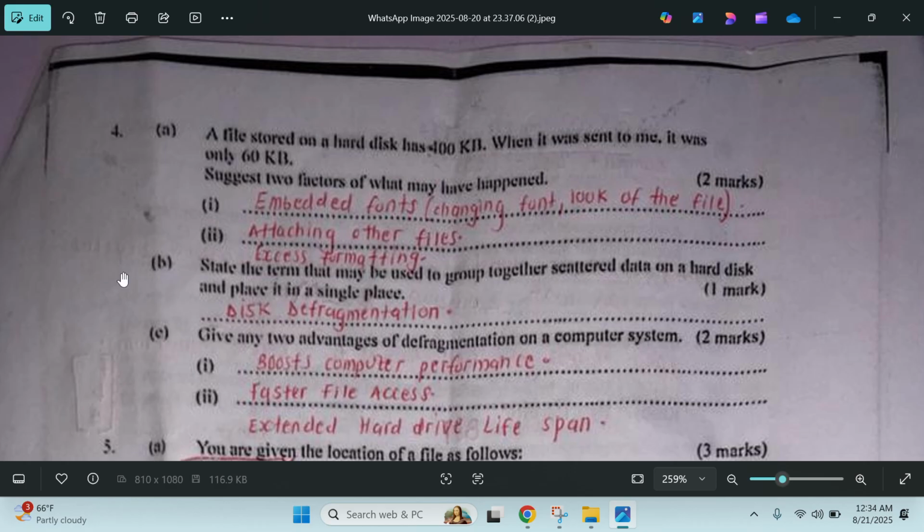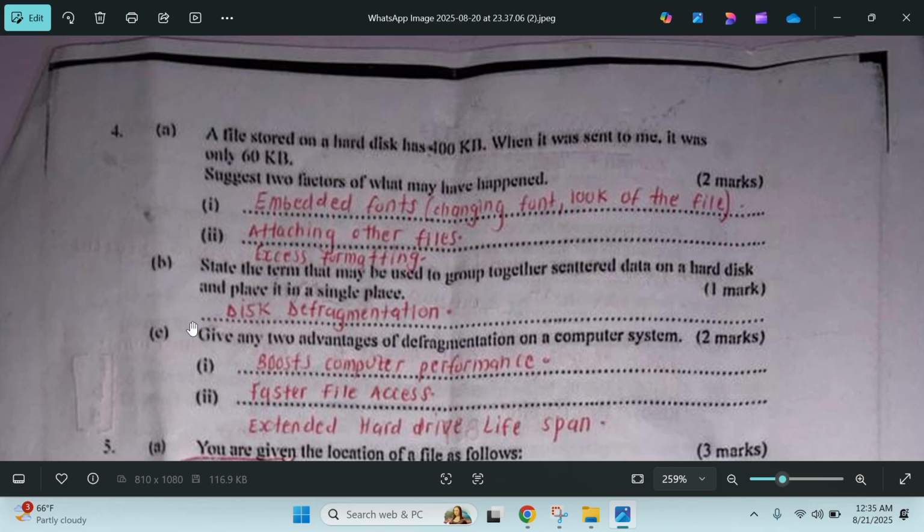a hard disk and place it in a single place. So that term was called disk defragmentation. You collect the fragments that are scattered into a single place. It's called disk defragmentation. Part C, give two advantages of defragmentation on your computer system.